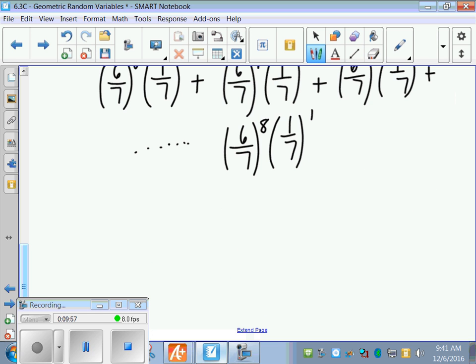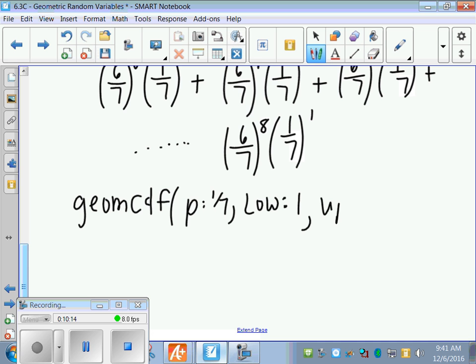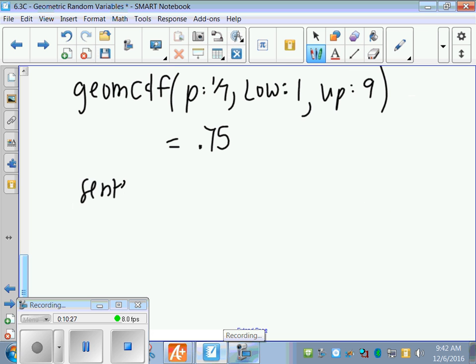Or our calculator, which is always a good way to go when you have those long ones. So geometric, this time CDF. This time we have to plug in the probability of success, which is 1/7, the lower bound, which is 1, and the upper bound, which is 9. If it's less than 10, don't include 10 on these. And we end up getting 0.75. Don't forget to write your sentence, which answers the question. So there's a 75% chance the class will get less homework by playing the Lucky Day game.